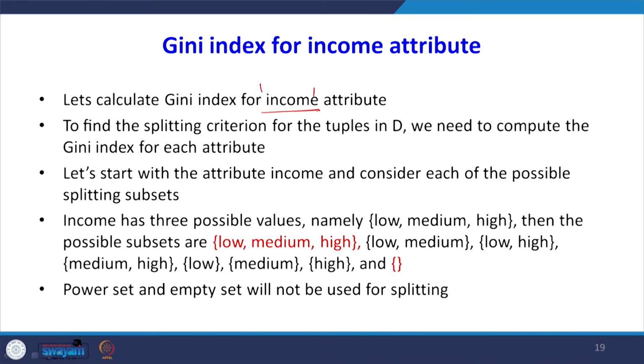Income has 3 possible values, namely low, medium, high. The possible subsets are: the full set itself, low, medium, high; then all possible combinations, low and medium, low and high, medium and high; then the subsets having only one value, low, medium, high; and the null set. The power set and the empty set will not be used for splitting.